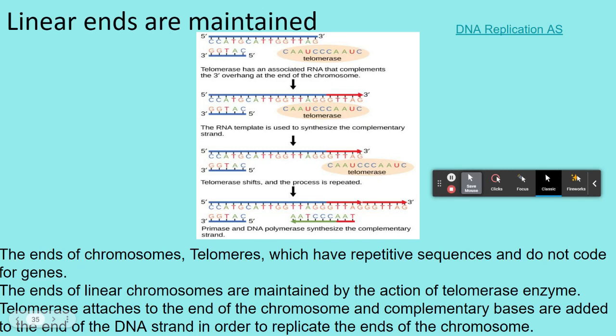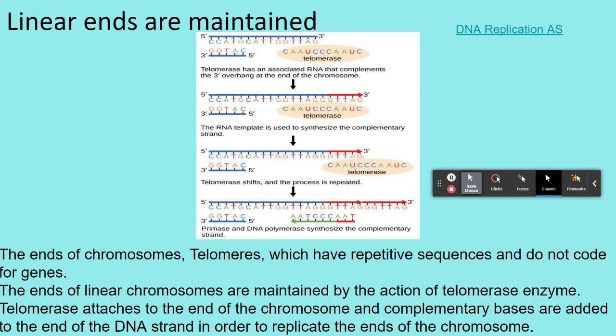Here is the final bit with the telomere. Again, just reiterating what I've already said during this video. The telomere is just that ending piece of the DNA. It's always a very repetitive sequence of nitrogenous bases, and it doesn't actually code for anything. It's just like, this is the end of the road. This is as far as you've gone.